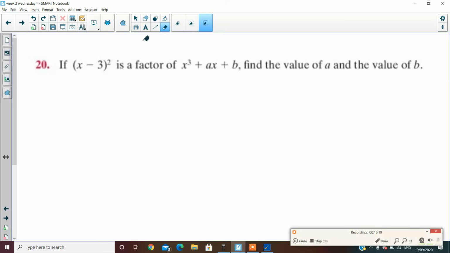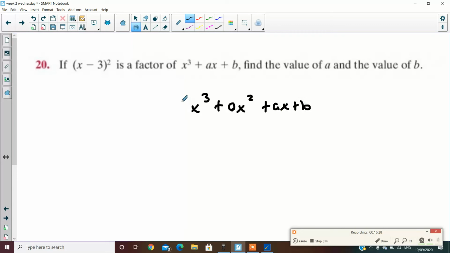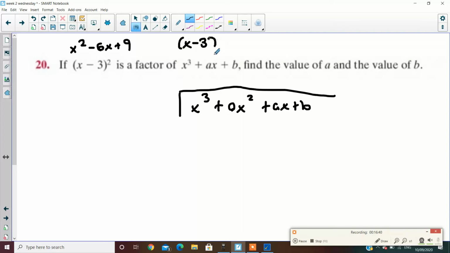Now, here's what I suggest you do. Change this into x cubed plus 0x squared plus ax plus b. Happy days. What do I change x minus 3 into? X squared minus 6x plus 9. Where did I get that from? I just multiplied out x minus 3 by x minus 3. In the same way 4 divided into 12, this needs to divide in equally. Otherwise, it's not a factor. Does it say it's a factor? That means the remainder has to be 0 for this question.